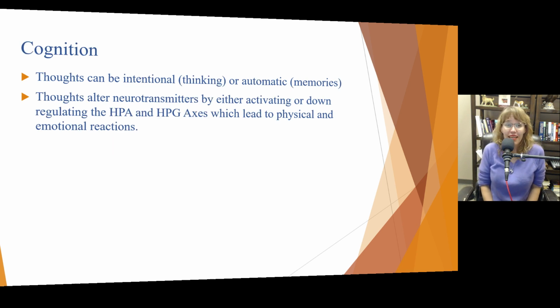Cognition is basically how we think and what we think. And our thoughts can be intentional, things that we are actively trying to think about, or automatic. And our automatic thoughts are prompted by memories, things people said to us, things we learned, things we saw, things we heard. But all of those work together.